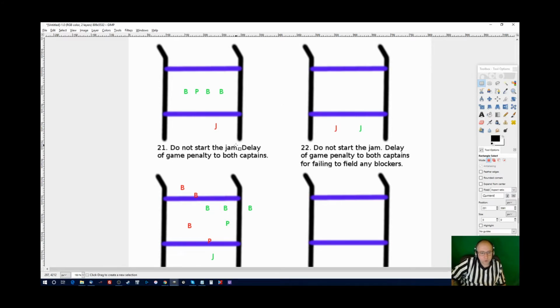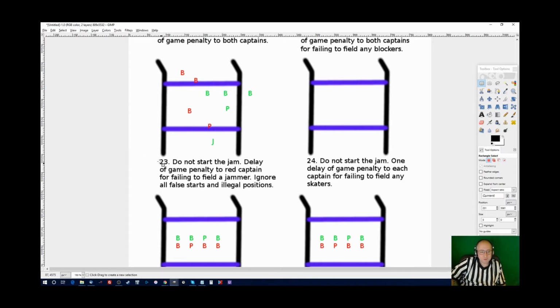21. Do not start the jam. Delay of game penalty to both captains. I'm not going to bother explaining on that one. It's pretty obvious why. 22. Do not start the jam. Delay of game to both captains for failing to field any blockers. 23. Do not start the jam. Delay of game penalty to red captain for failing to field a jammer.